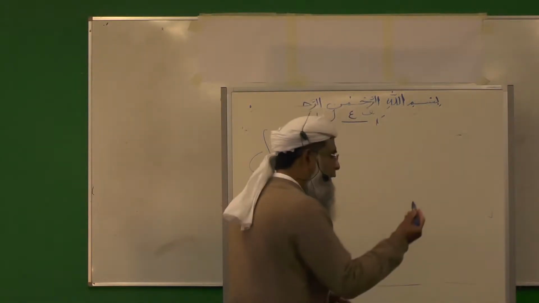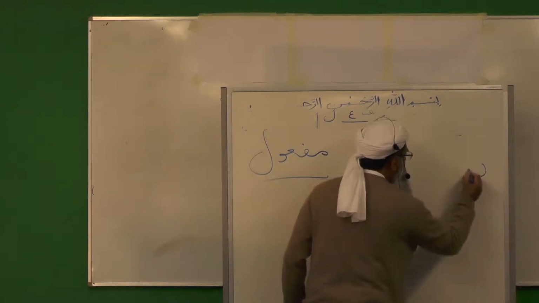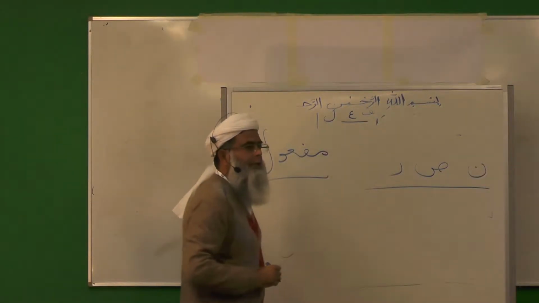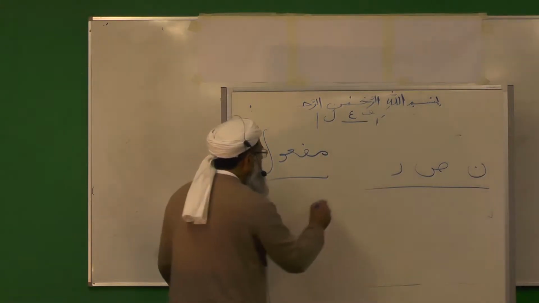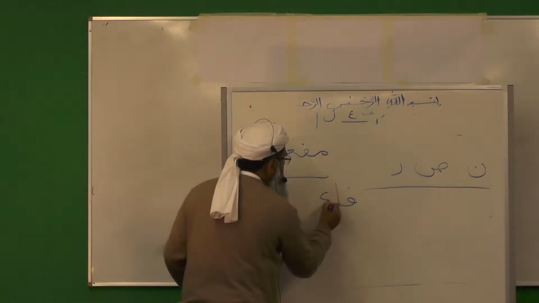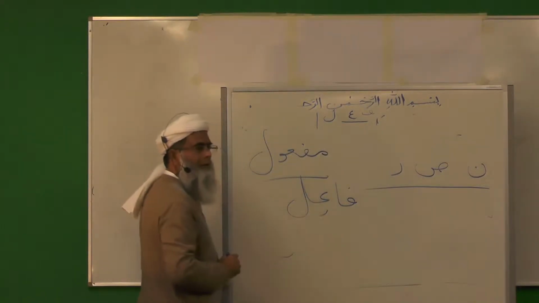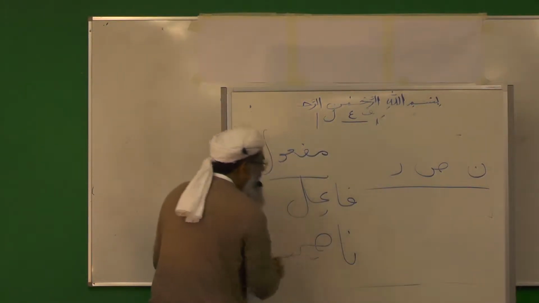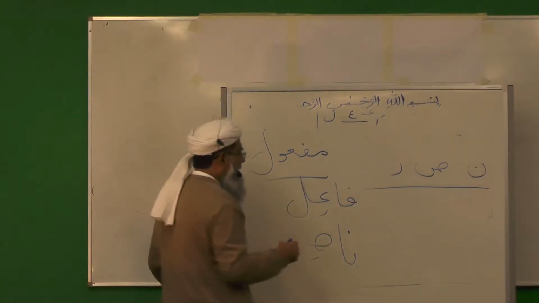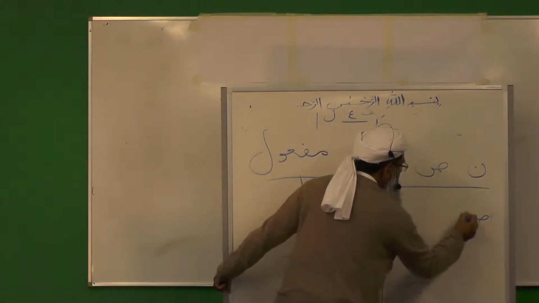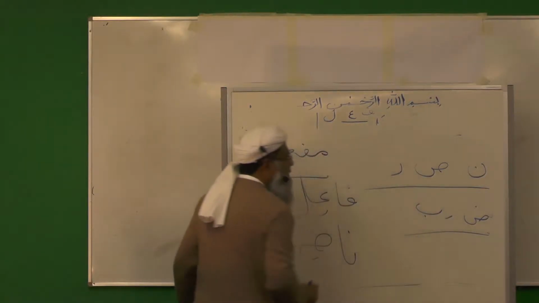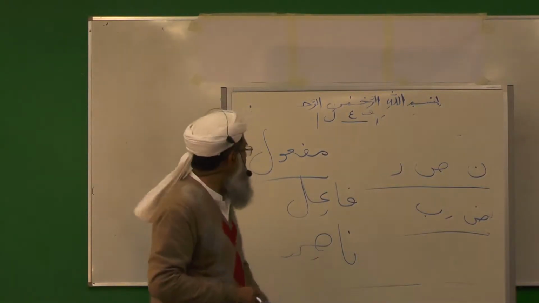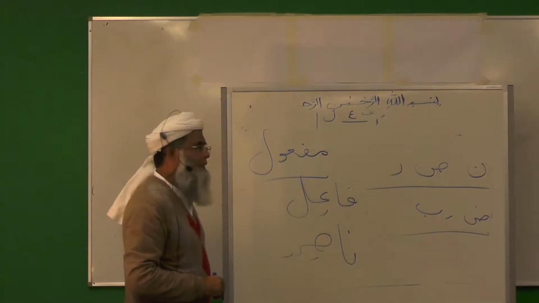So I will say, I know root letters are noon, sod, ra, and I want to find from this the helper. So I'm saying helper will always be on this sound. So it will become nasir. And I give you another look. I say, okay, tell me if the root letters are dod, ra, ba. And daraba means to hit. The hitter will always be fa'il. Darib.